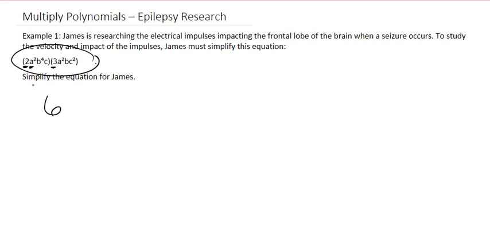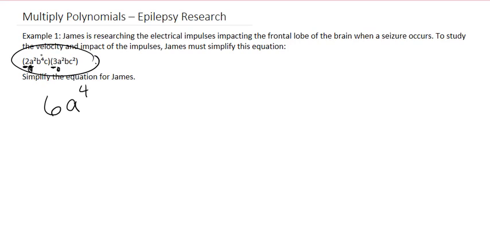So now we have a here, and we have an a here. So we have a squared times a squared. And so when we multiply the variables, we add the exponents. So here we would go a, 2 plus 2 is 4.